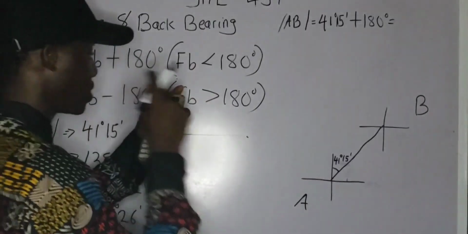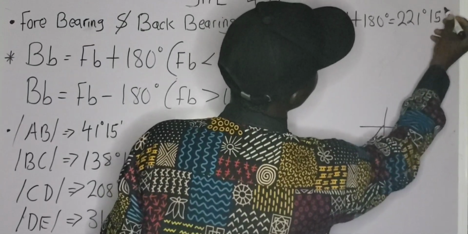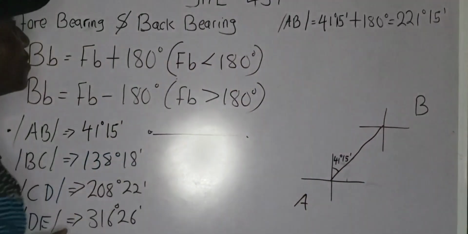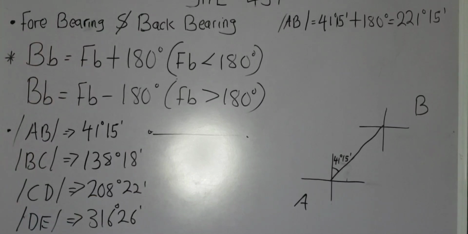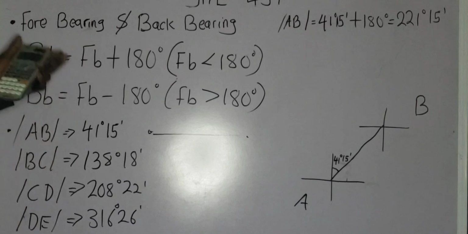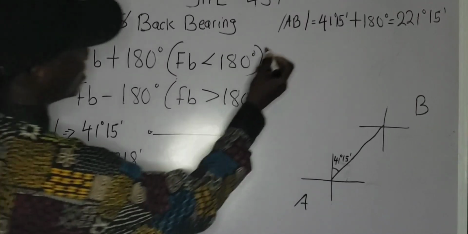Now you add that together, you're going to get 221 degrees and 15 minutes. You understand? So we have calculated the Fore bearing of line AB. The formula method is actually simple. You can just check whether the Fore bearing is greater than or less than 180 degrees, then apply your formula. Now let's deal with the Fore bearing and the back bearing of line BC.